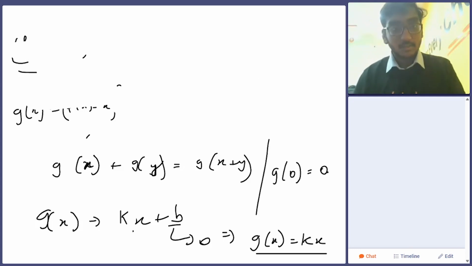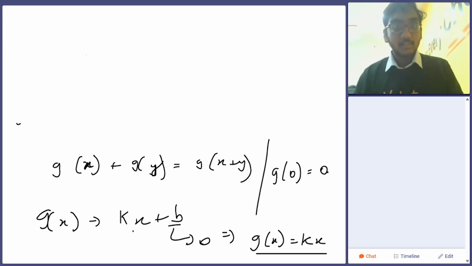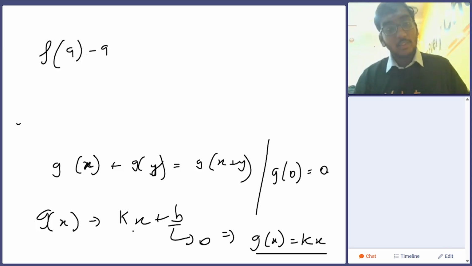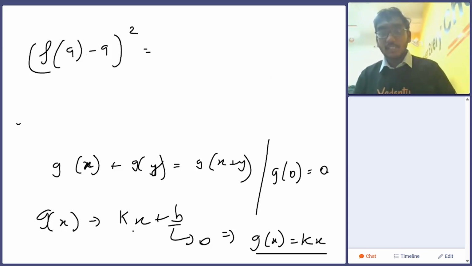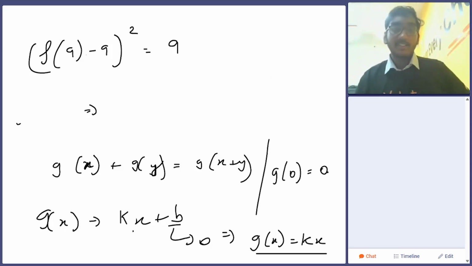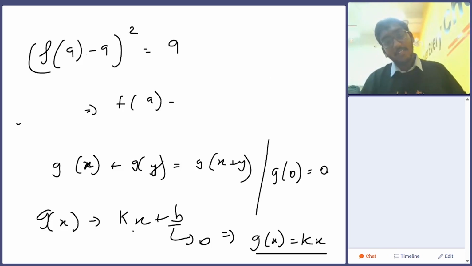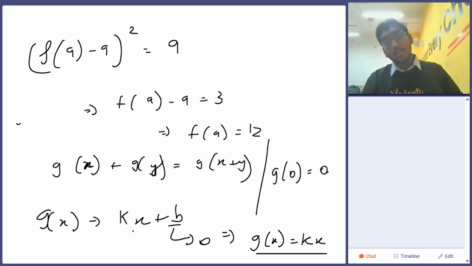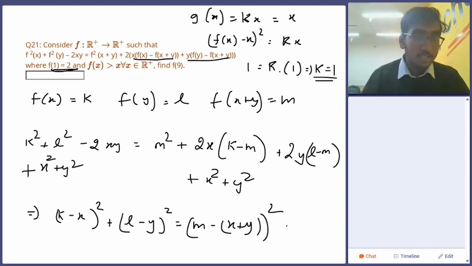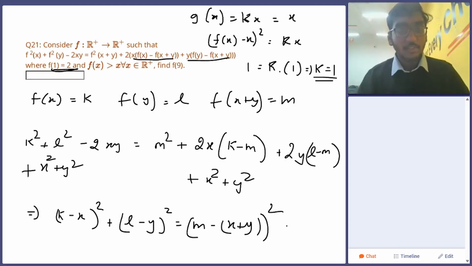just 1 minute. Yes. See, f of 9 minus 9, the whole square, is what? That is g of 9. g of x is x, so g of 9 will be 9, right? So f of 9 minus 9 will be 3. Okay. So what will be f of 9? It will be 12. Okay. f of 9 will be 12. That is what the question is. They are asking you to find the value of f of 9. That will be 12.